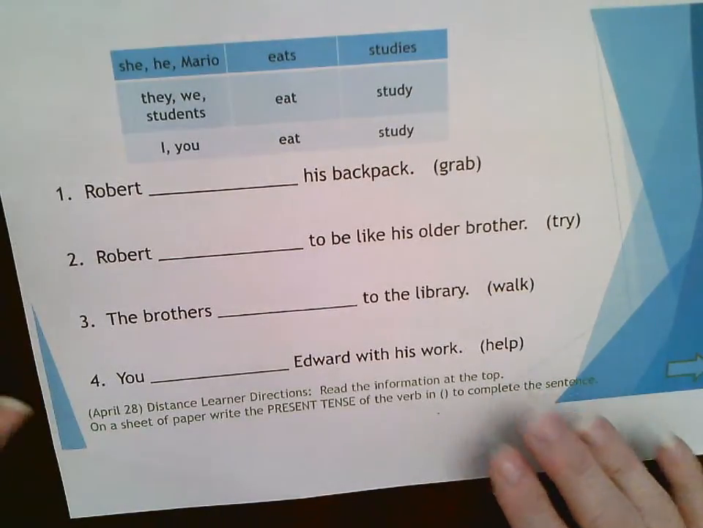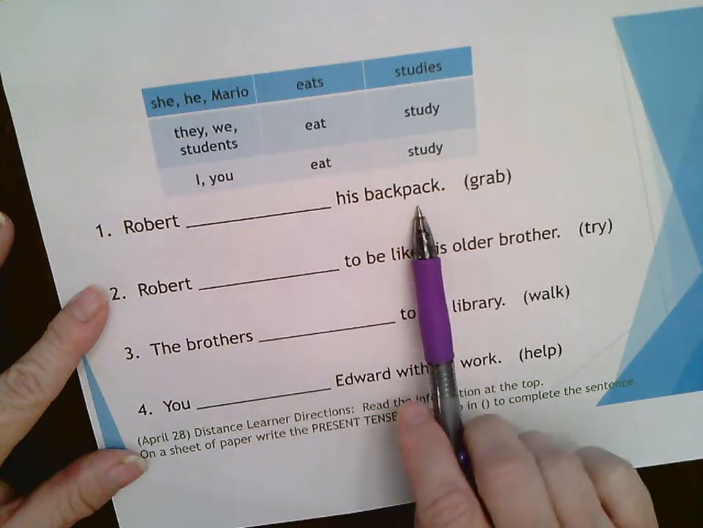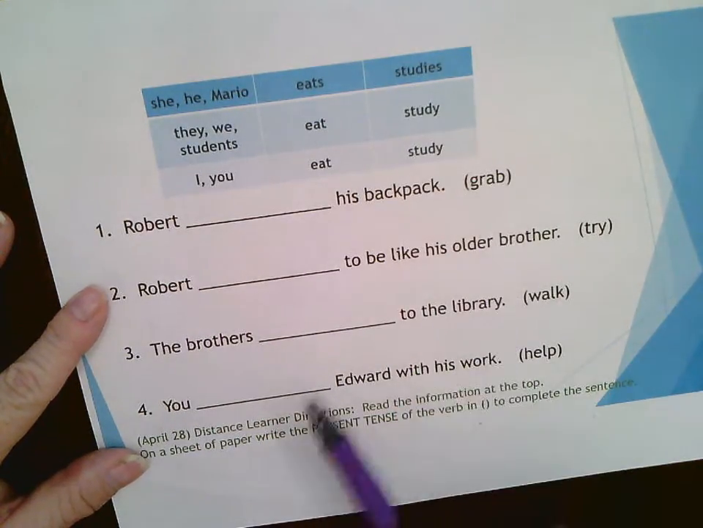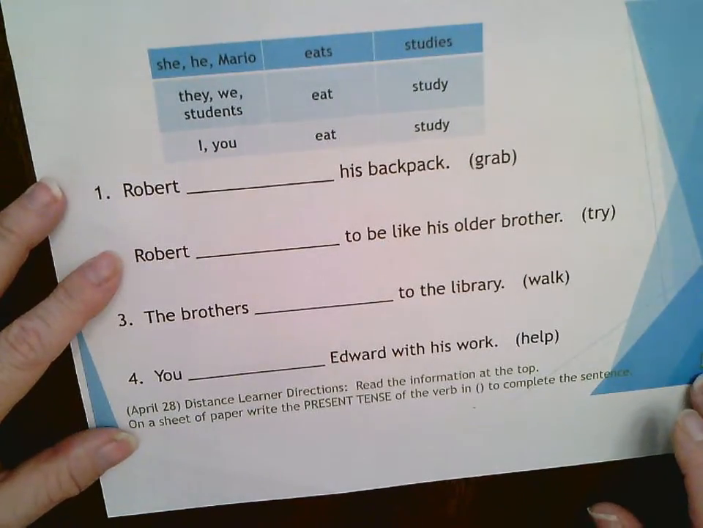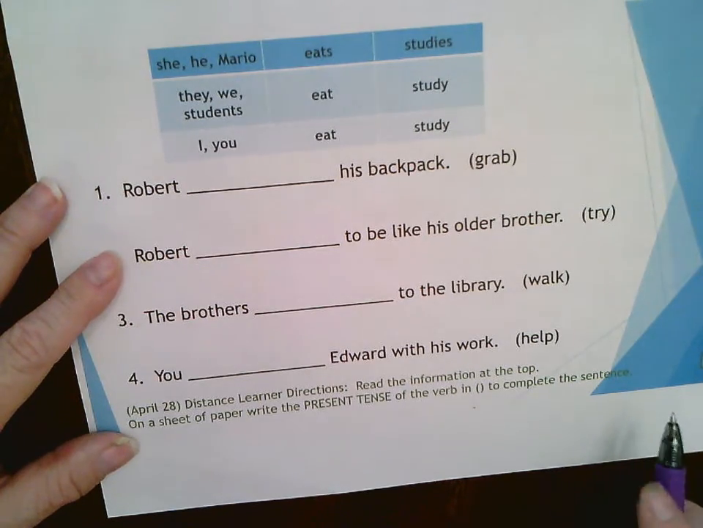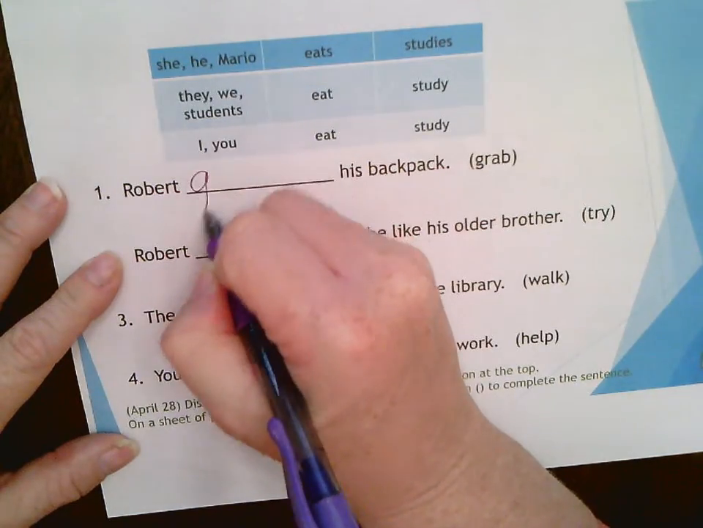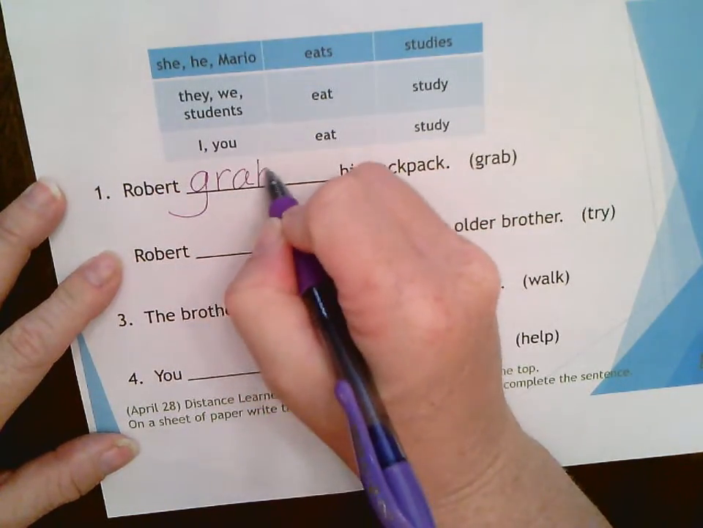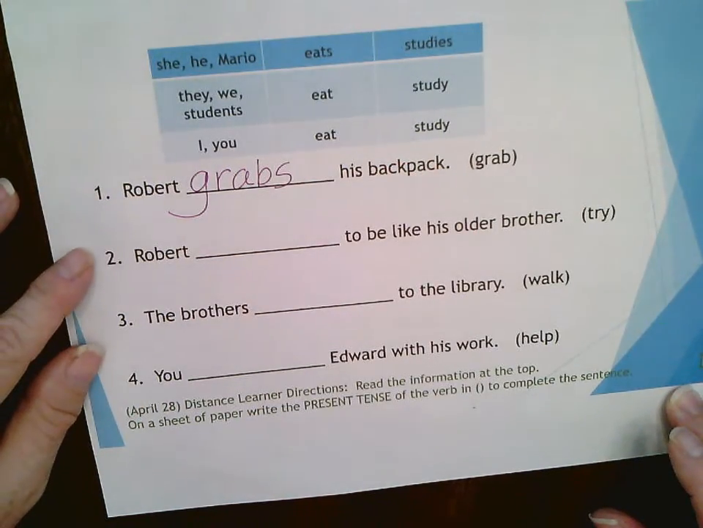Finally, let's do an exercise together. So, Robert, his backpack, grab. So Robert is a singular subject, and how are we going to make grab present tense? Well, we're going to have to just add an S to the end of grabs. So we're going to write grabs. Robert grabs his backpack for the present tense.